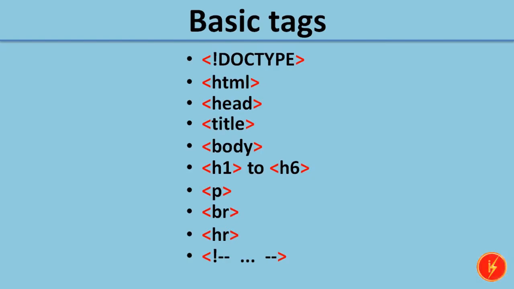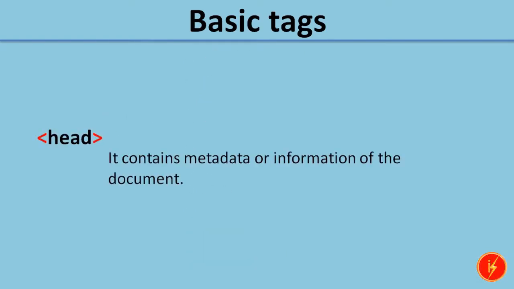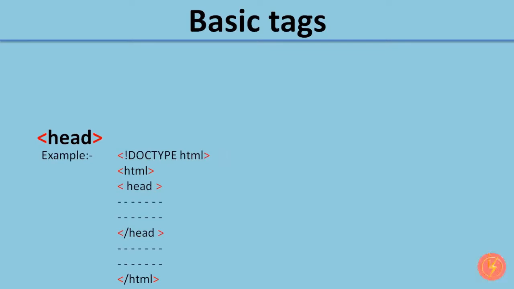Next, head tag. It is the container for header elements, title, metadata, etc. We have discussed in the previous video about header section. Example is here. Head tag should be the first thing to appear after the HTML opening tag, and it will be closed with closing tag before the starting of body tag.